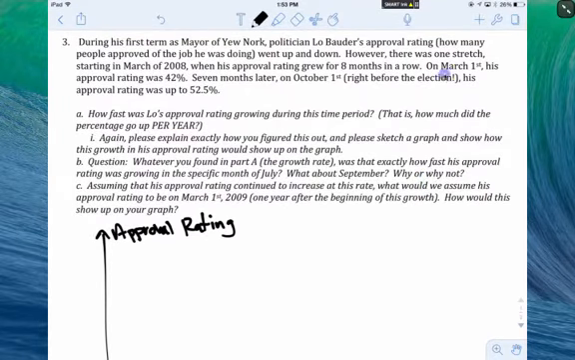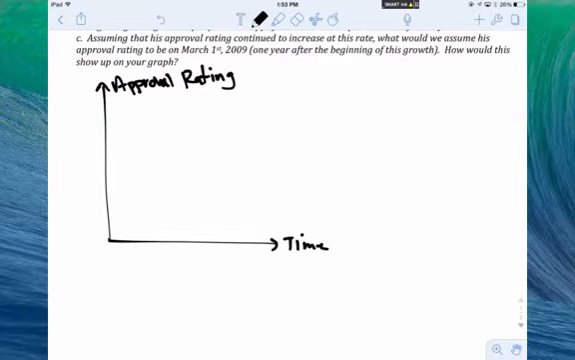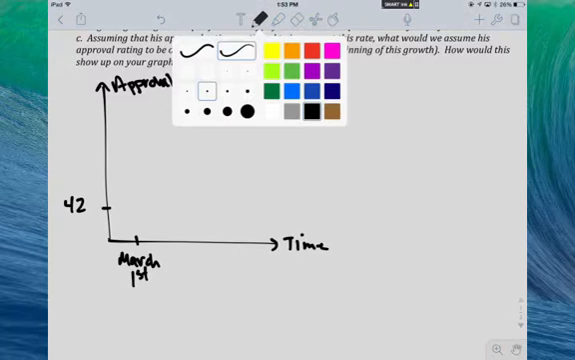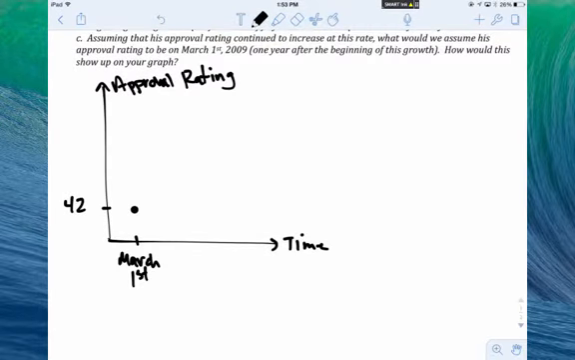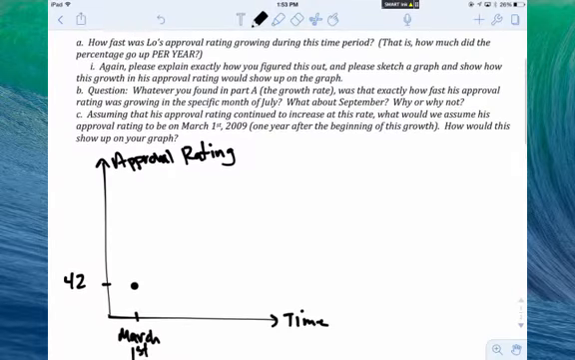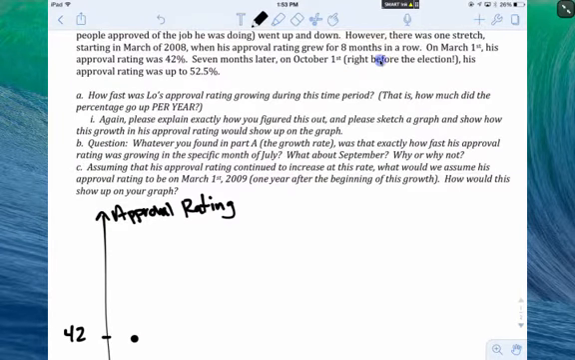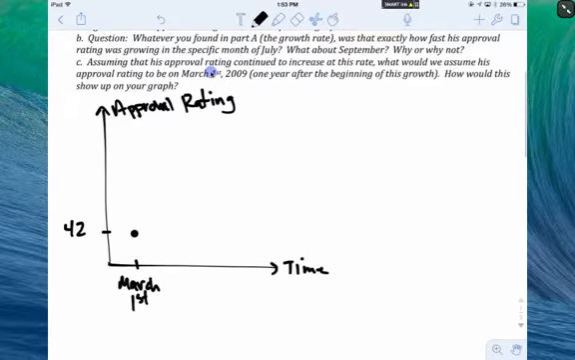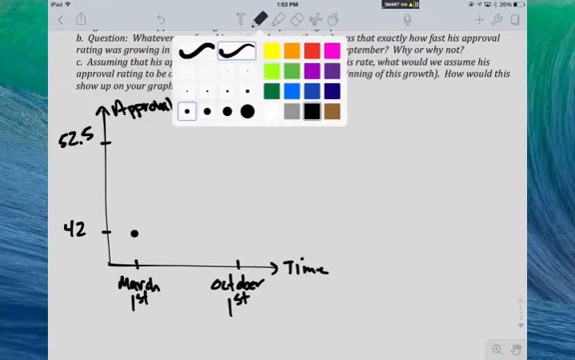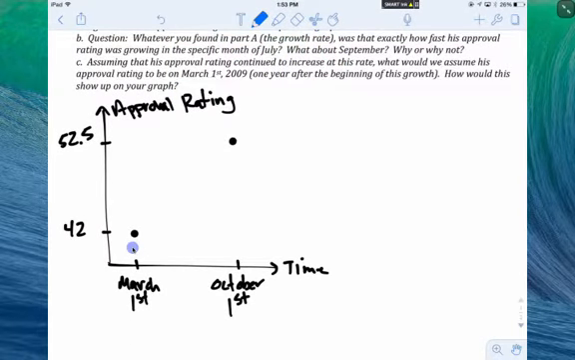So on March 1st, the approval rating was 42%. So here we're going to make this March 1st. And on March 1st, the approval rating was 42%. So let's draw a big old dot. So if we were to draw a graph of this situation, you would definitely have a point right there. 7 months later, on October 1st, the approval rating had gone up to 52.5%. So on October 1st, the approval rating had gone up to 52.5%. You can see that I'm totally just sketching now, just so we have a picture to work with, and I like having a picture.